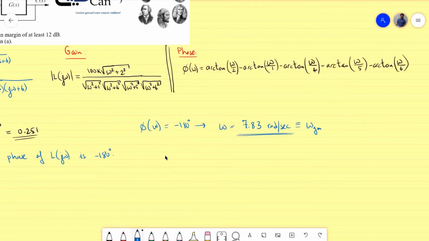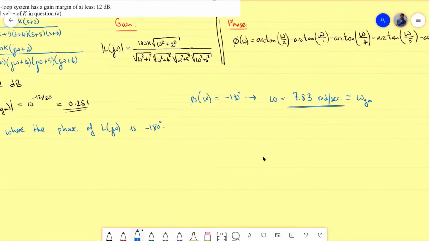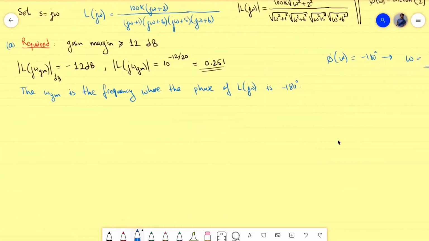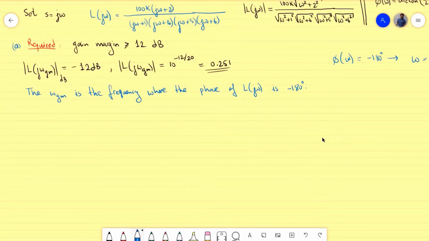Okay, now I will use this value in the expression of the loop transfer function magnitude, and then calculate the required value for K, such that I can get a gain of 0.251. So the next step is, let me zoom in and continue here. The loop transfer function at that specific frequency is 0.251. I already said that.